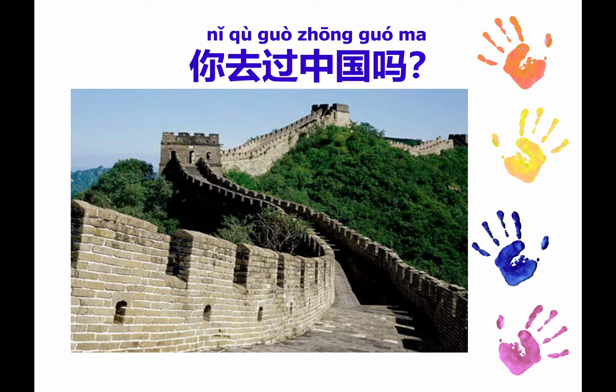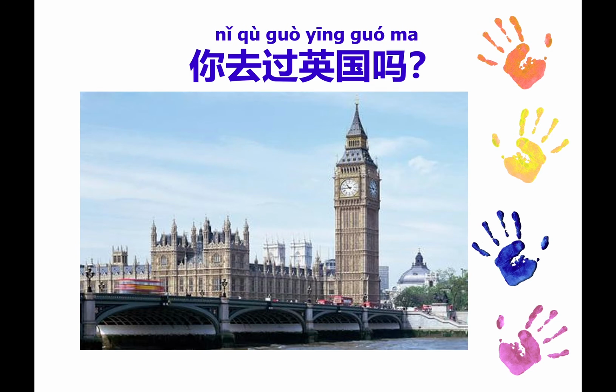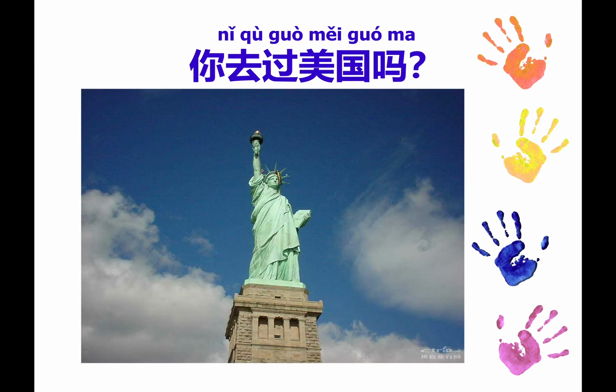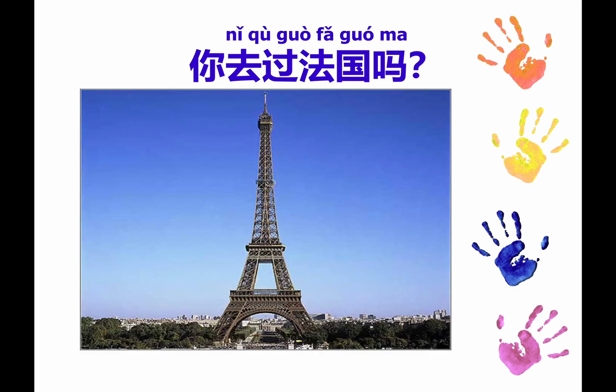Now, let's go through some of the countries, and then we'll be doing a little bit of revision based on the sentence structure. Alright, first one. 你去过中国吗？ That means, have you been to China? 你去过英国吗？ Have you been to the UK, or have you been to Britain? 你去过美国吗？ Have you been to America?